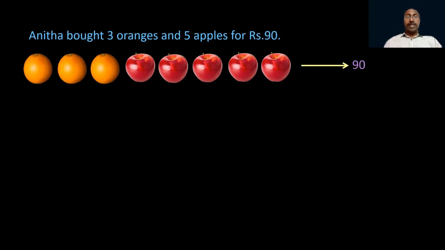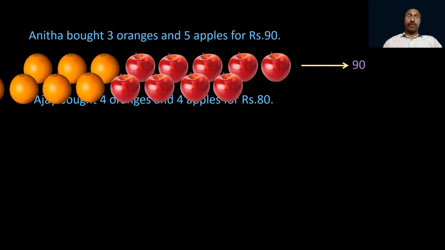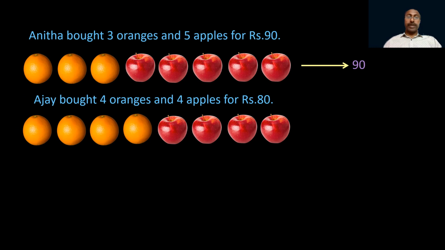And the situation is, Ajay bought 4 oranges and 4 apples for 80 rupees. Okay, the cost of 4 oranges and 4 apples is 80 rupees. So were they able to solve the problem in this situation? If the two conditions are given, are we able to solve the situation? Let us see.